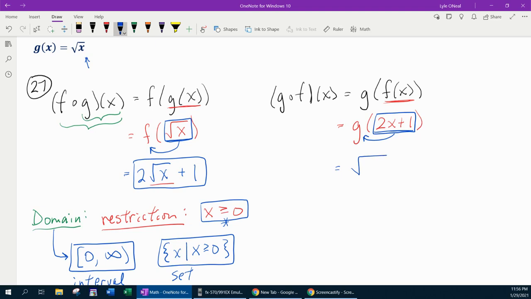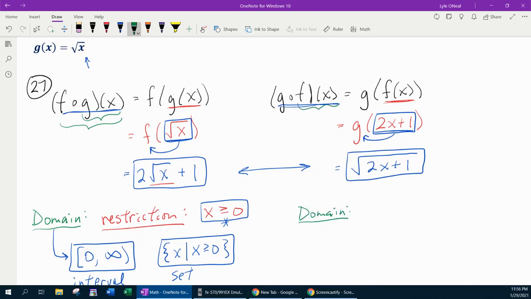And so that will be square root of 2x plus 1. Now, do you see how these answers are different? The f circle g of x answer and the g circle f of x answer. They are definitely going to be different. Okay, not always. Sometimes if you do the composition forward and backwards, you get the same answer, and that means something special that I'm not ready to go into in this lesson. Most of the time, they're going to produce different outcomes. And that means that we're going to have a different domain for g circle f.